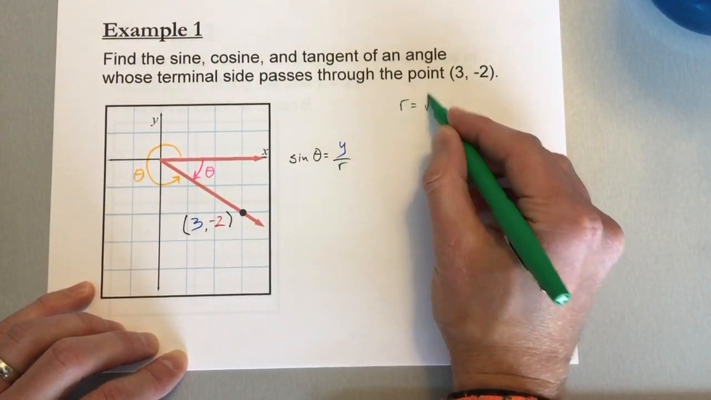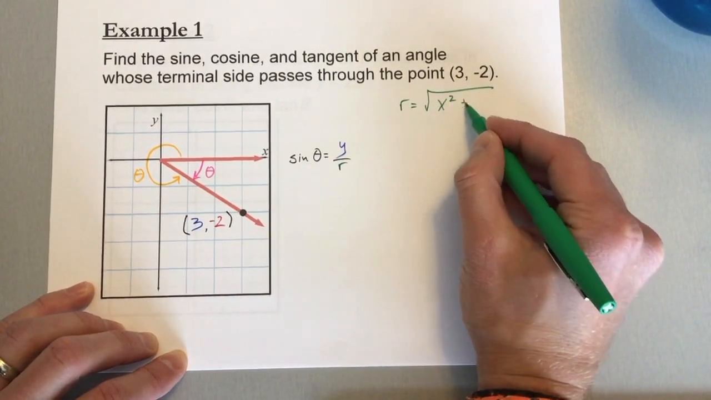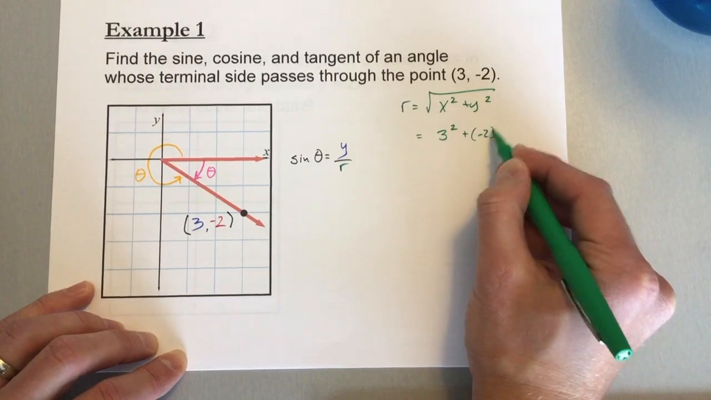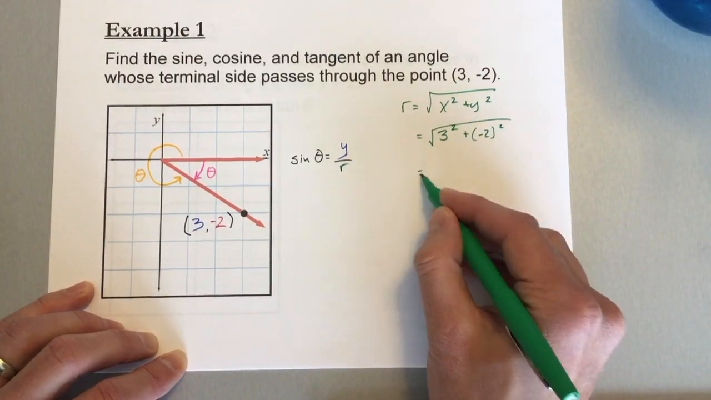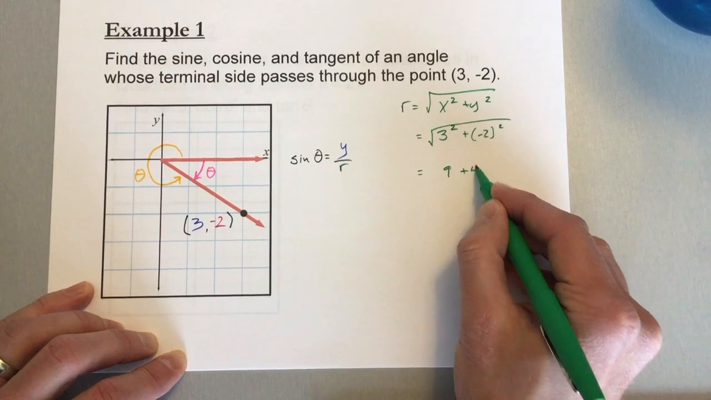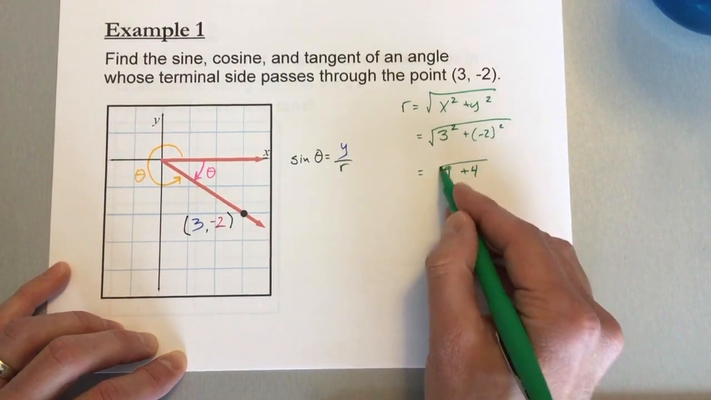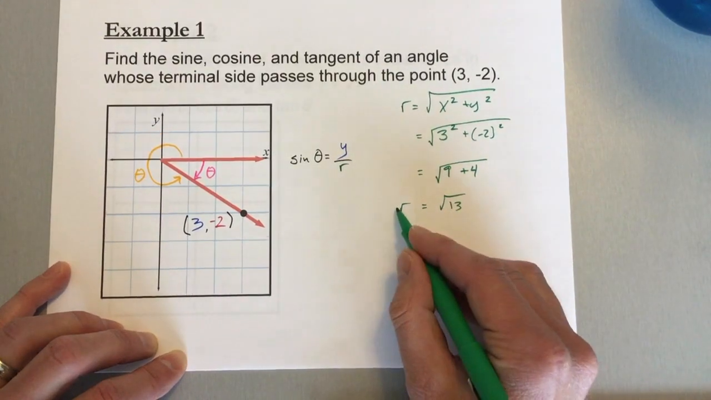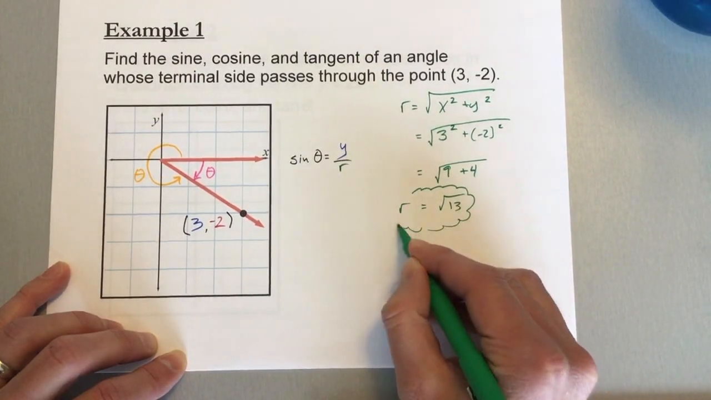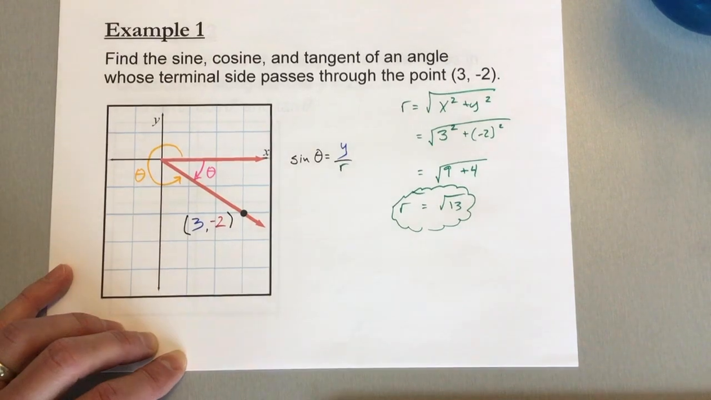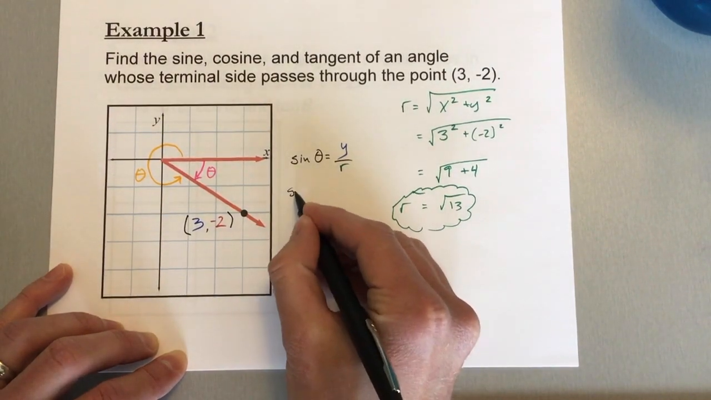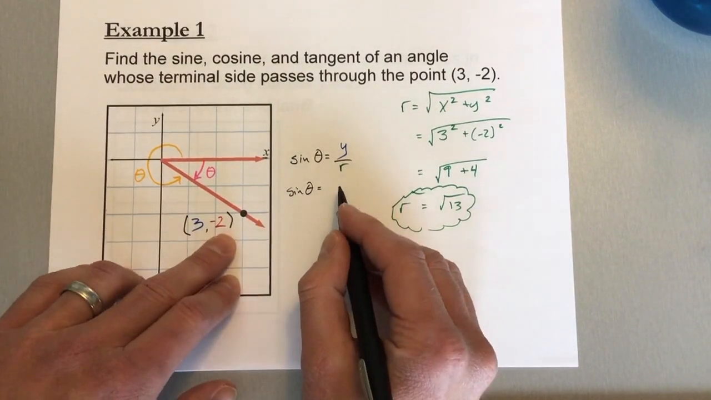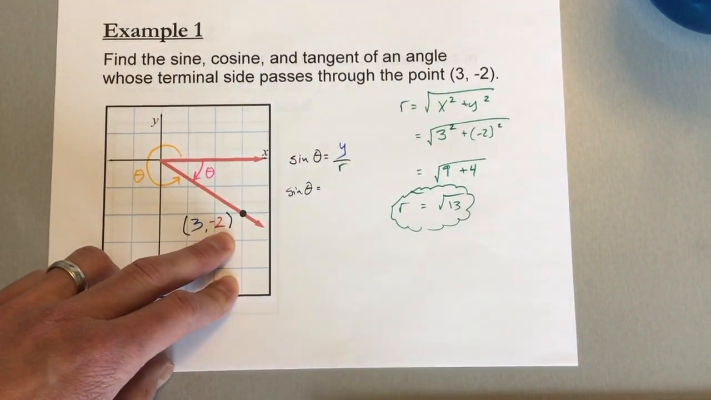R is equal to the root of x squared plus y squared. That would be 3 squared plus -2 squared. That would take me to 9 plus 4. Remember, a negative squared is positive. And I would find that the distance from that point to the origin is the square root of 13. So the sine of theta would be equal to the y coordinate, -2.